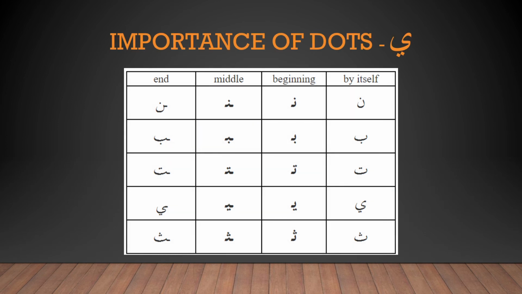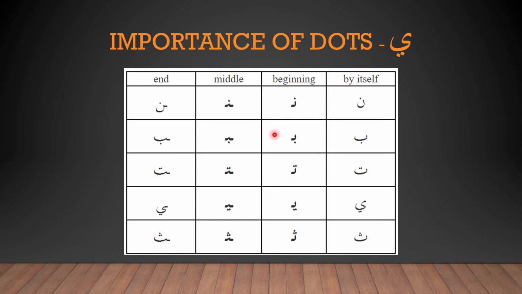Importance of dots. I've told you this a billion times before. Dots are very important in the Arabic language. You literally have to memorize each and every dot, because you can see in the beginning and the middle version, the only difference between these letters is the number and the position of the dots. If you see ta and ya, it's the position of the dots. The number is the same, there are two, but the position is different.